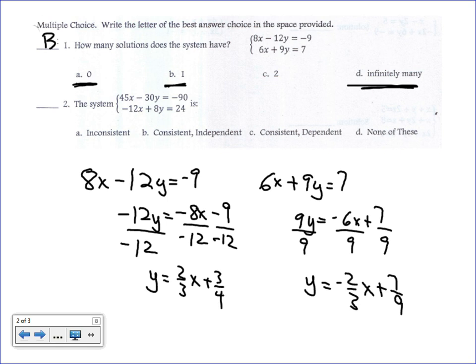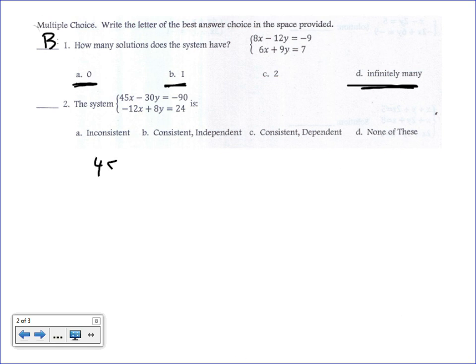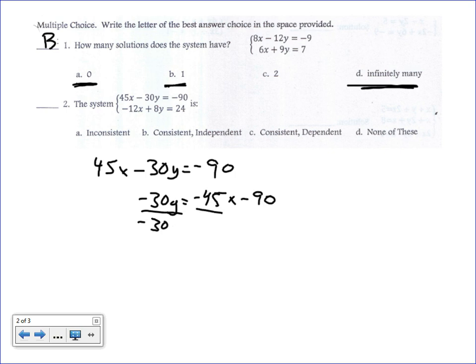So that means I'm going to have to take these two equations and solve them for y. So when I solve it for y, that means get y by itself, divide by negative 30. And so y equals 45 over 30, which is 3 halves x plus 30 over 30. So I solved it for y.